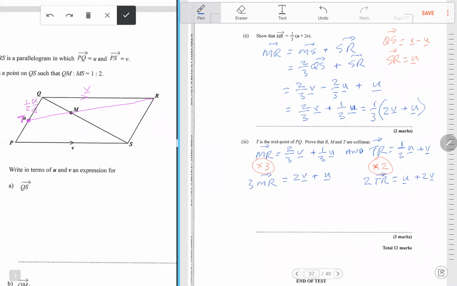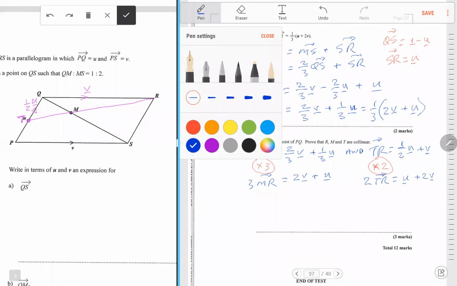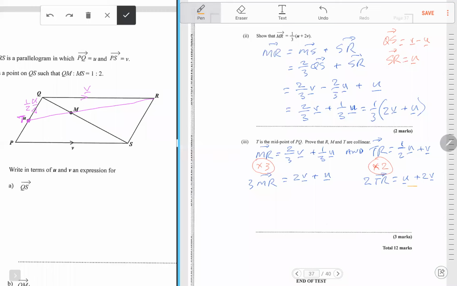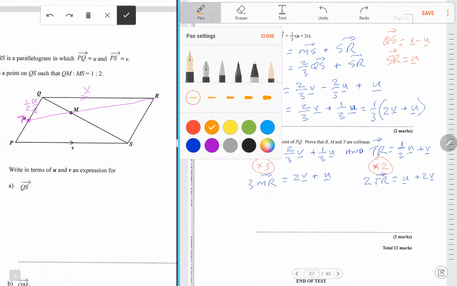So we realize now that you don't need to multiply up anymore, because you can now equate. This is U plus 2V, but this also is U plus 2V, even though they turned the other way around. 2V plus U is the same as U plus 2V. Once you have that, you know that you can equate. So we reach a step now where we're going to equate.